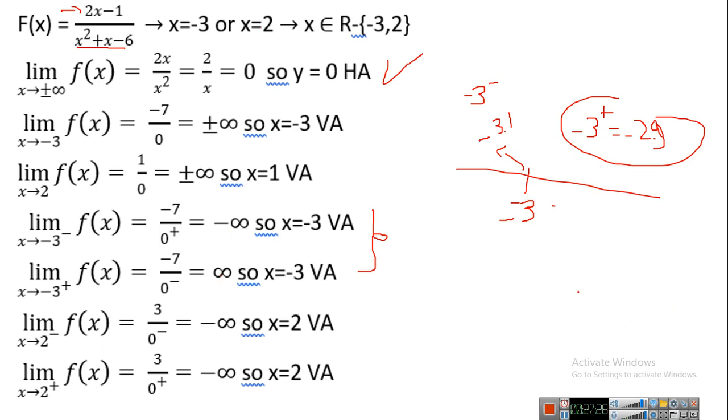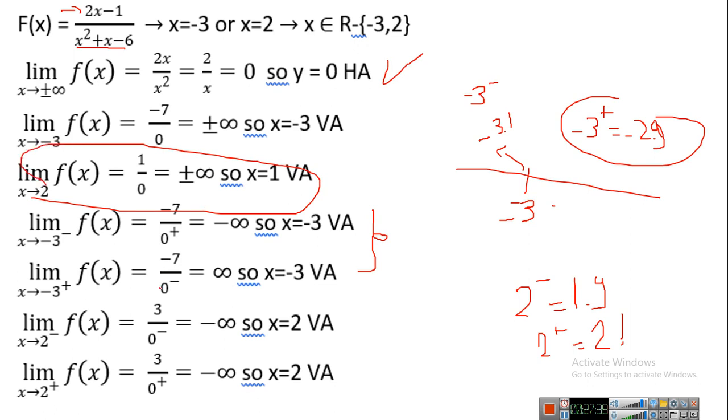Concerning 2 minus, you can take just before 2, 1.9, and for 2 plus, 2.1. Here the same story. If you replace by 2, first of all, a number over 0, plus or minus infinity. If you want to do the limit as x tends to 2 minus, put 1.9 in the calculator. You're going to get 0 minus, so minus infinity. And for 2 plus, put 2.1 here, you're going to get, sorry, here 3 over 0 minus, here plus infinity.